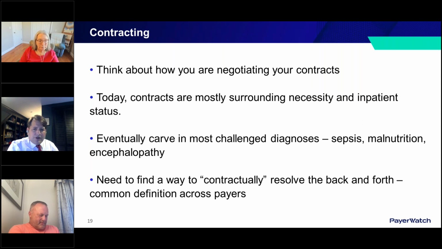And next steps certainly are contracting, and I'm excited to hear more from Dr. Smith and Denise about how we're going to be working, advice about contracting. Certainly most of our contracts are through necessity and our utilization management team, but there are contracts that we have with these insurers, and certainly trying to carve in some of these most challenged diagnoses like sepsis, malnutrition, and encephalopathy. Can we come up with a shared definition? The fact that we haven't up till now probably shows that we're certainly on two opposite ends of the spectrum, but I think it would be mutually beneficial to find some kind of agreed upon definitions for contracting with these providers. And it would certainly resolve some of this back and forth.